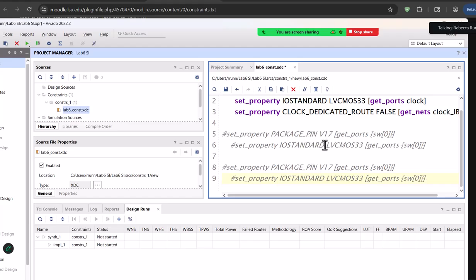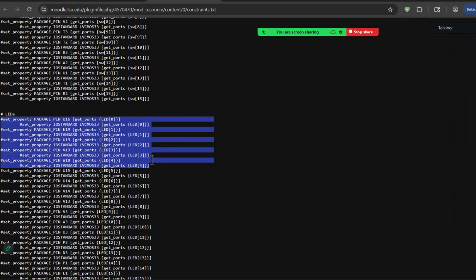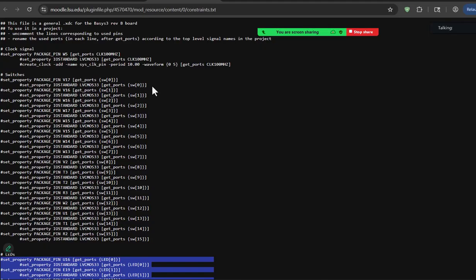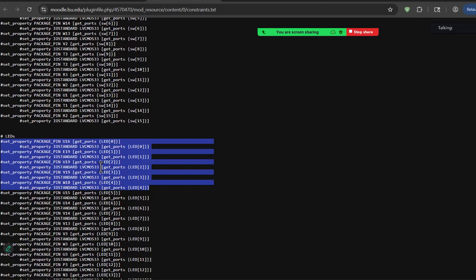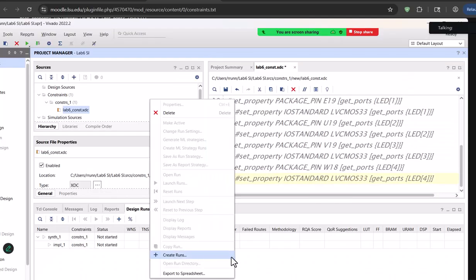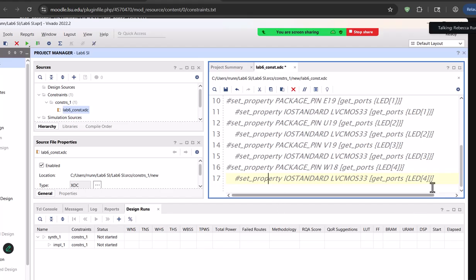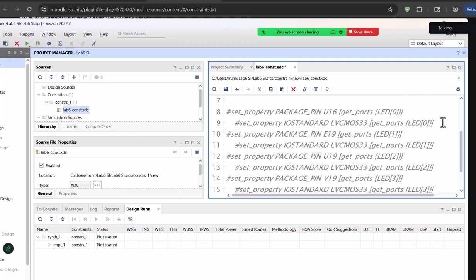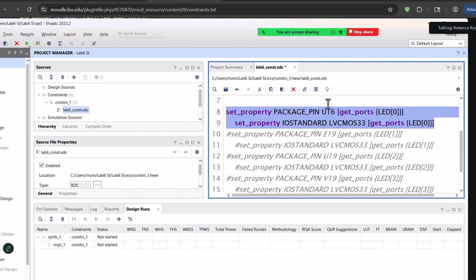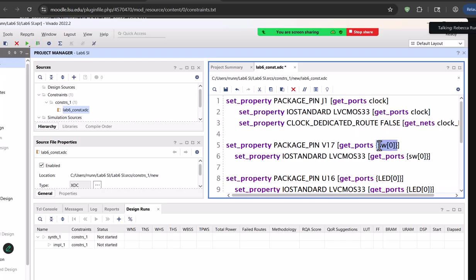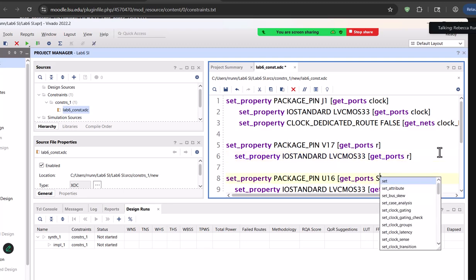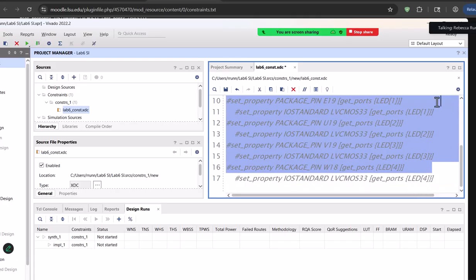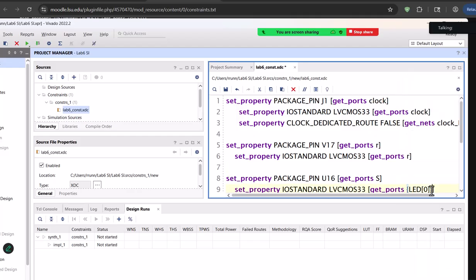But for right now, I just want those and these, and this switch is going to be R, and this LED, I had it as a capital S. I don't know why, but just to do things the same way.